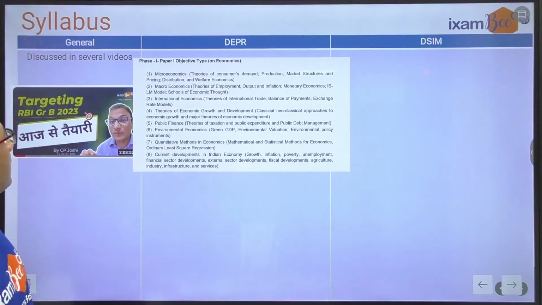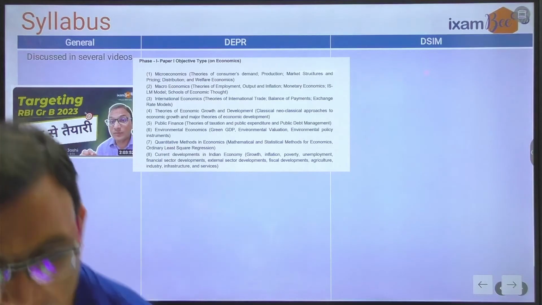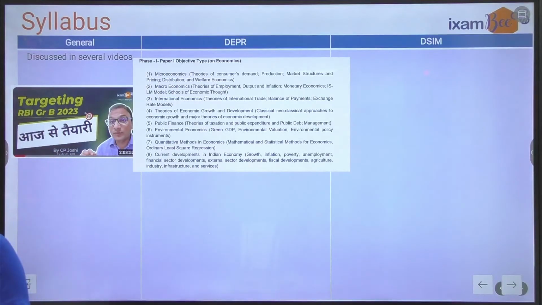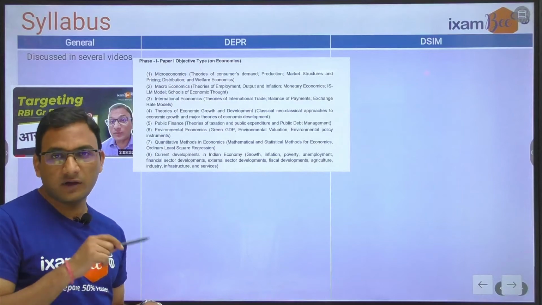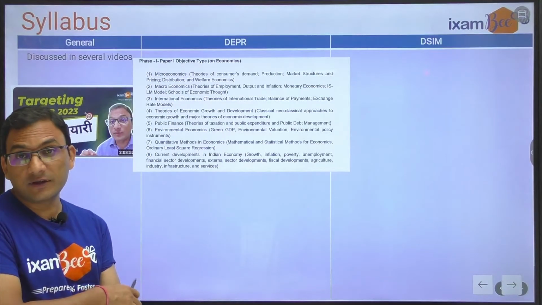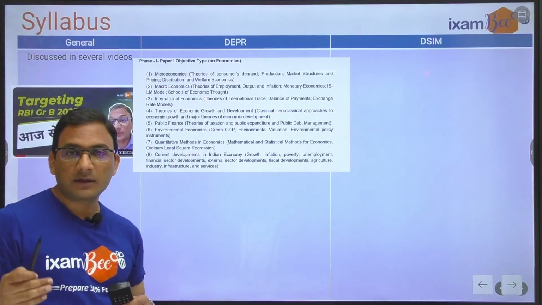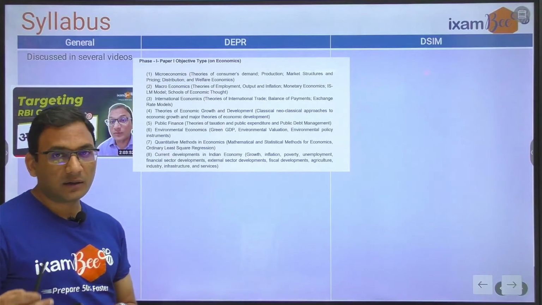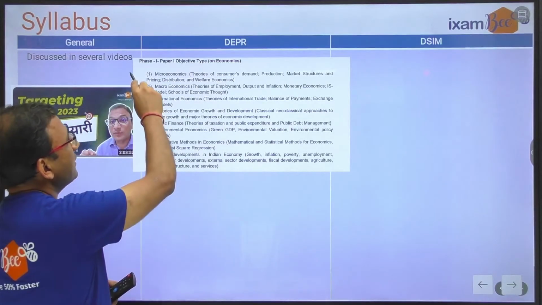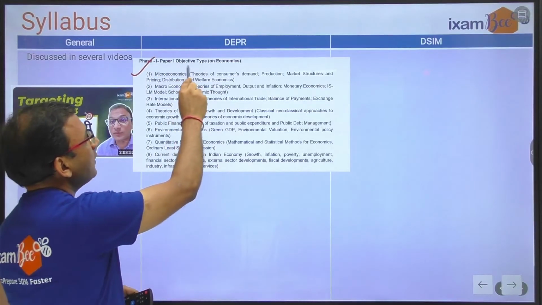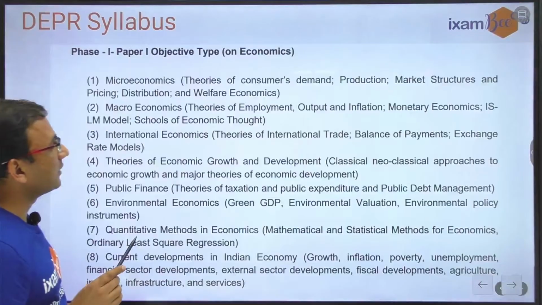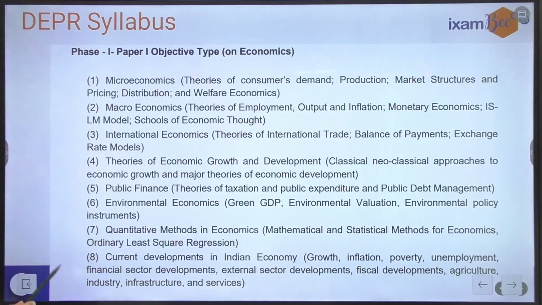Now understand the syllabus, because the syllabus is important to understand if you want to prepare here. In the syllabus, I am going to just tell you in brief. For more details, you have to go to all the videos available on our Target RBI channel, prepared by Aditi ma'am, where she has explained how to prepare for every topic. So, Paper 1, objective type on economics, let me show you in more detail.